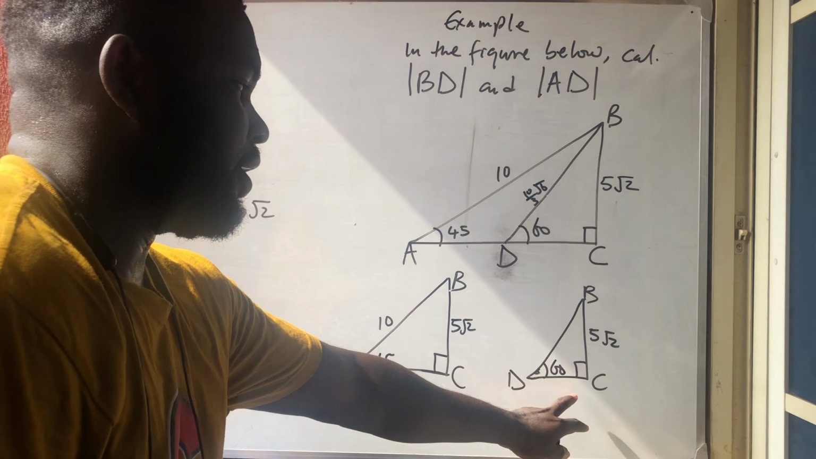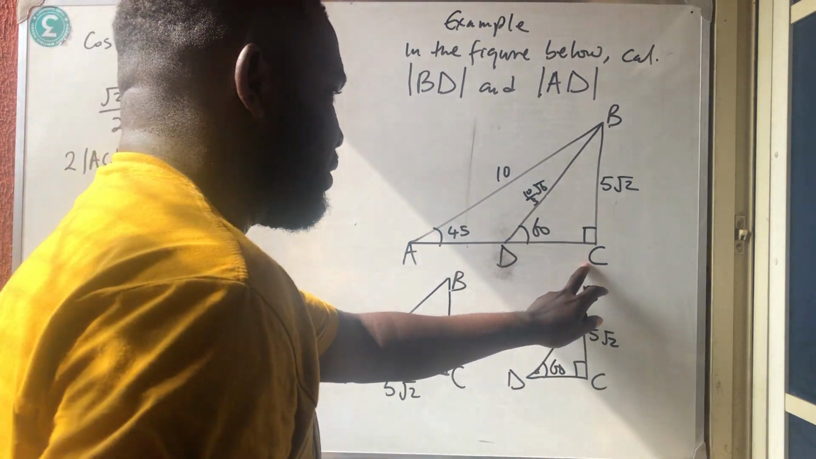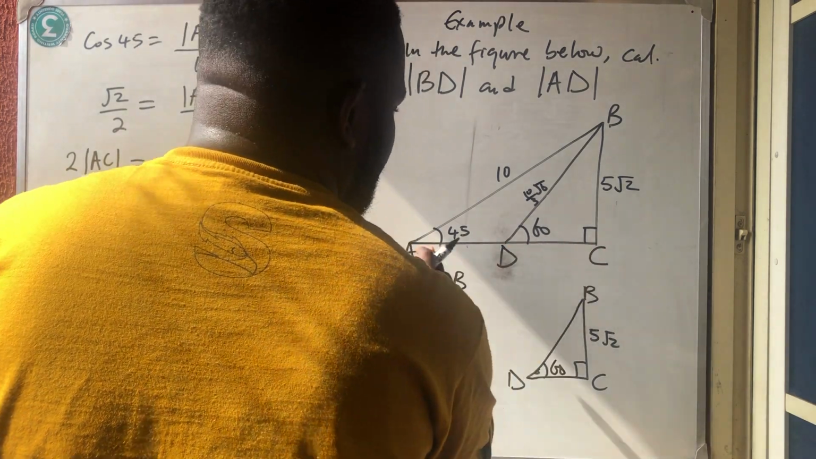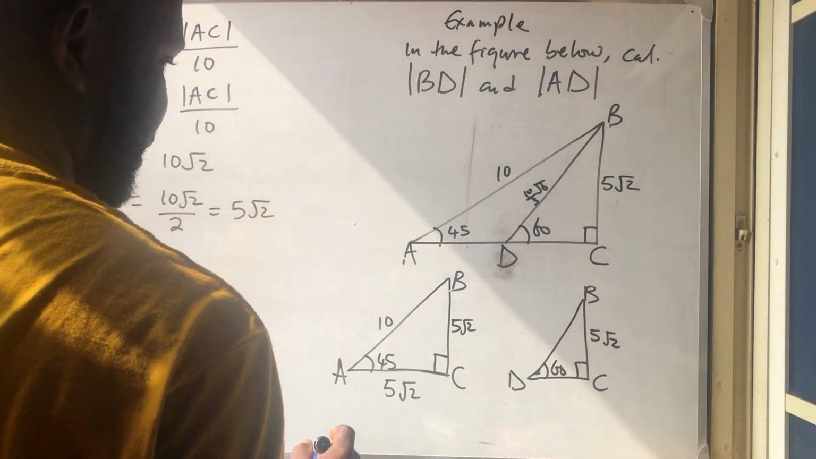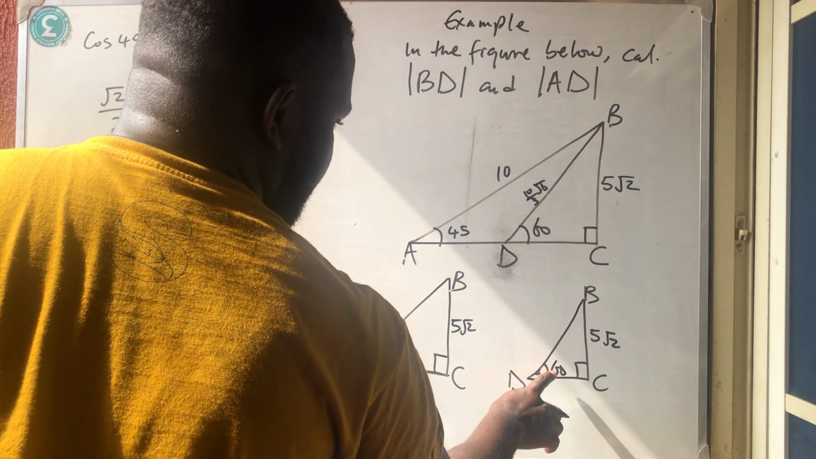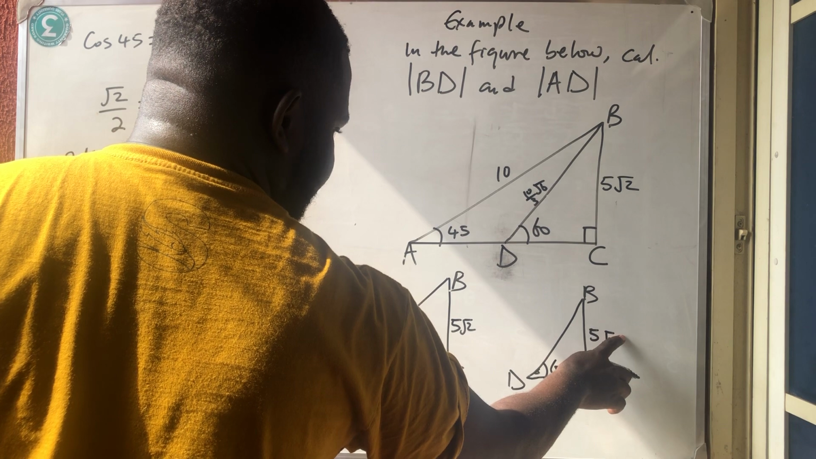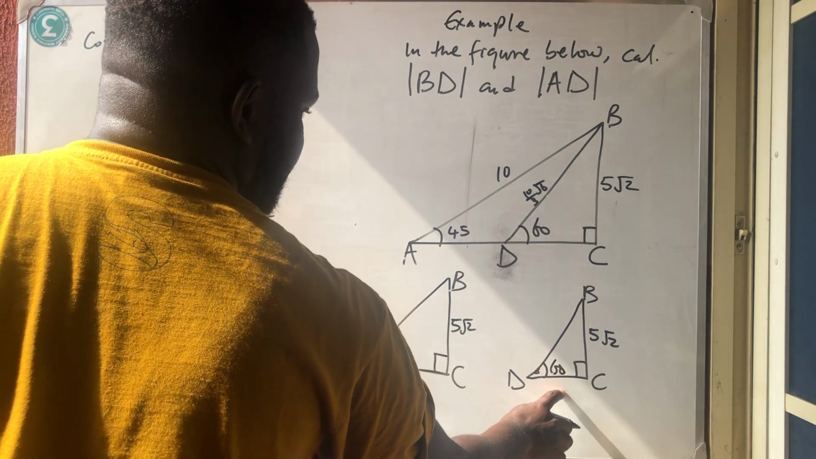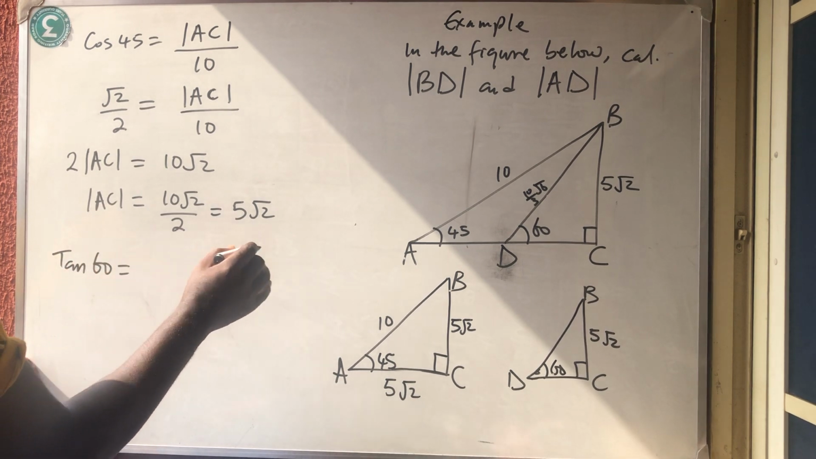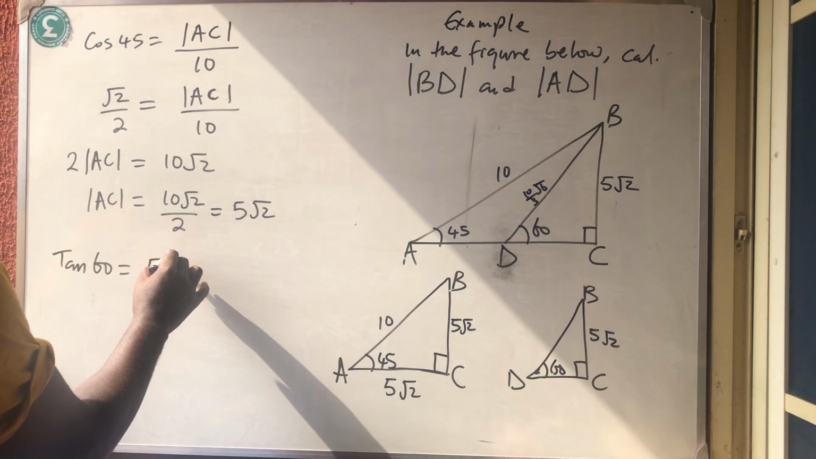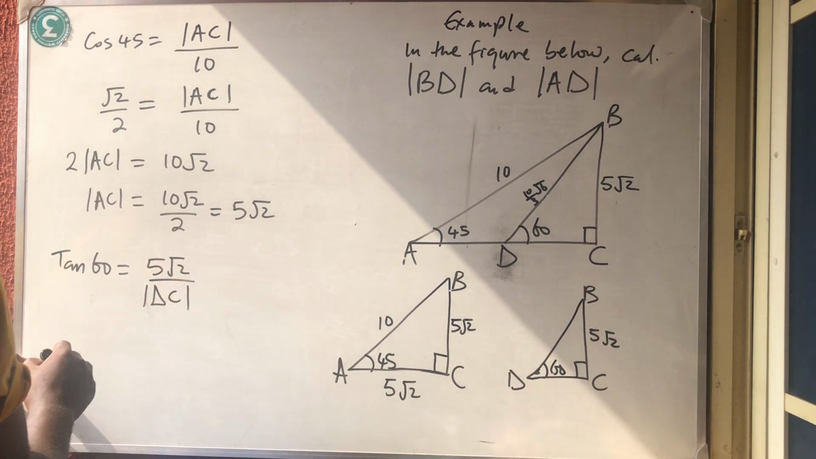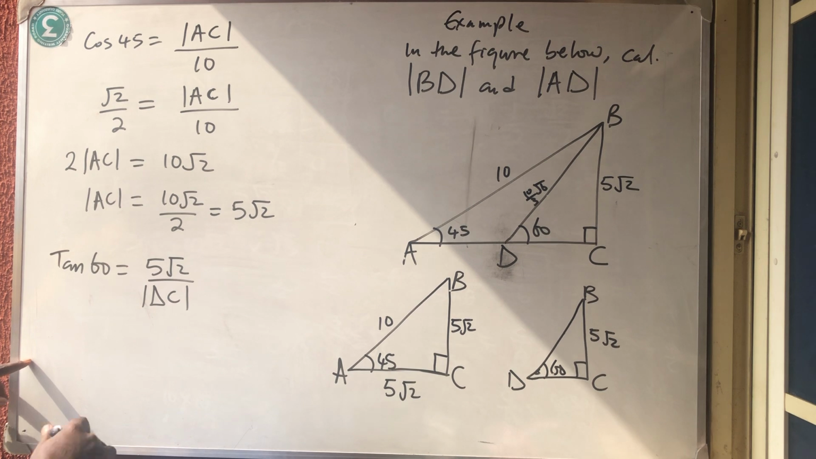So I need to get line DC, so that the bigger one, line AC, minus line DC will give you the line AD. Are you getting that now? So let's get line DC. I can use opposite over adjacent, which is tan. So tan 60 is equal to the opposite, the one I have, which is 5 root 2, over the adjacent, which is line DC.